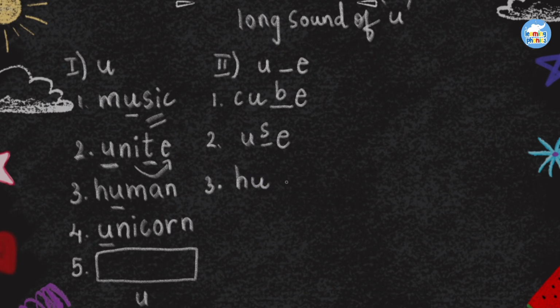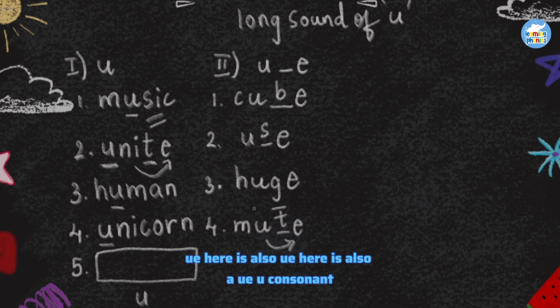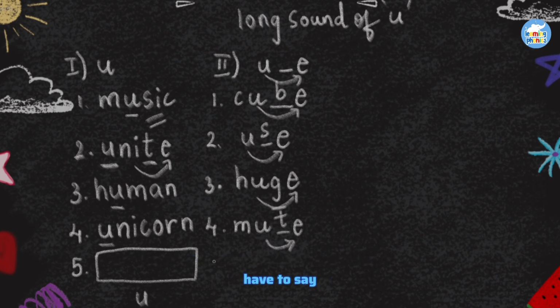Number 3 is huge. Number 4 will be mute. So this is also U consonant E, this is also a U consonant E. This is how you have to say it. Now number 5, you can tell me in the comments below if you know a word which has U consonant E in it that says its name, that is U.